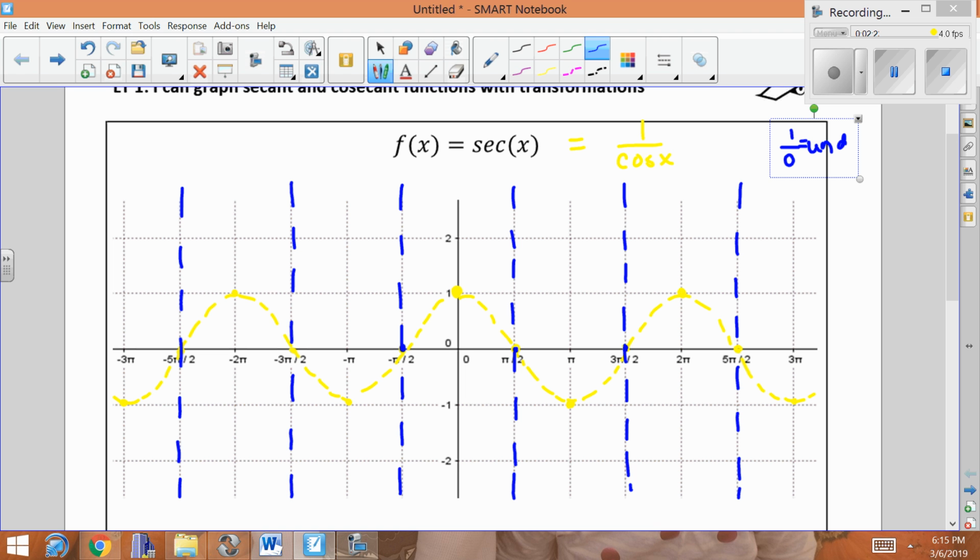And if you were to go along your unit circle and actually do all of the secant values, if you were to go to, for example, pi over 2, and you look at the value, it's the reciprocal, you would just do 1 over 0 and you would see that it was undefined.